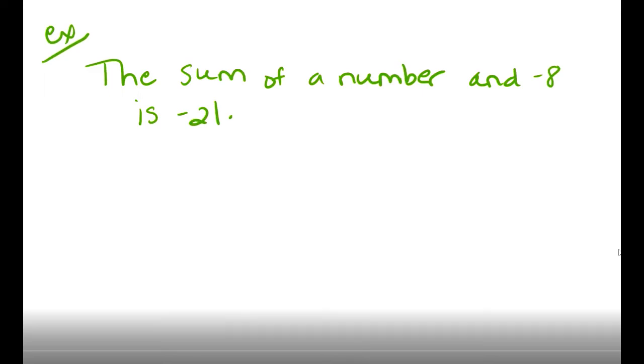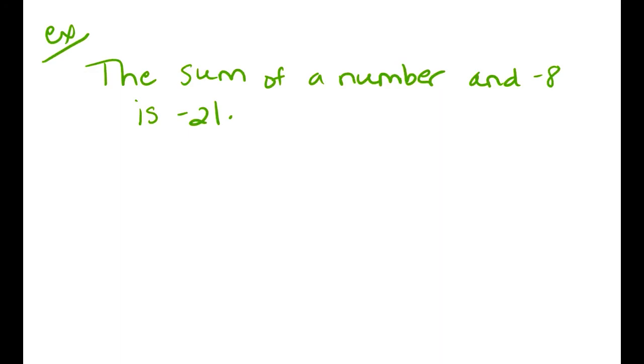So remember in the past we had worked on writing expressions using words. We are going to do that again here. And if you can't remember what some of the terminology means, go ahead and look back at your notes to refresh that. But for this example, remember sum means addition. A number is going to be some sort of variable. You can call it anything you want. I'll call mine x. And is means equal to.